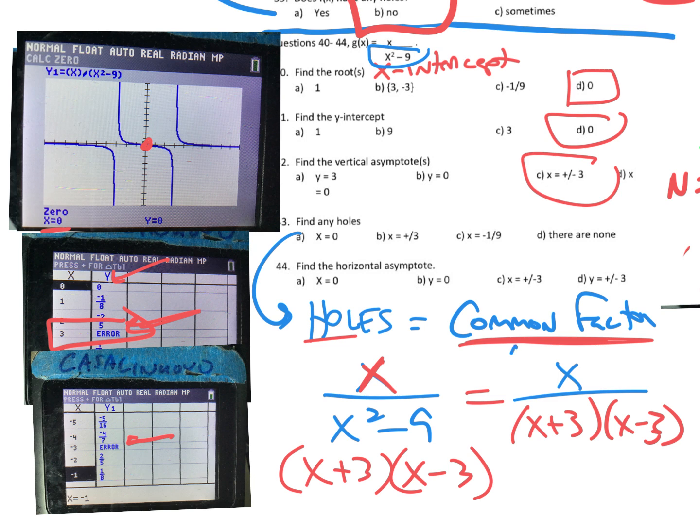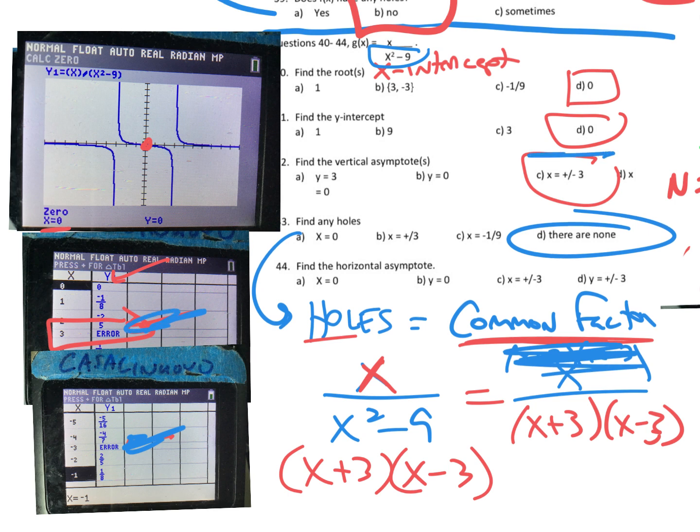You would need to have an x plus 3 up top or an x minus 3 up top to have a common factor. We don't have that, so the answer is letter D. There are no holes in the graph, no points of discontinuity. Both of these error messages were accounted for with our vertical asymptotes, 3 and negative 3.